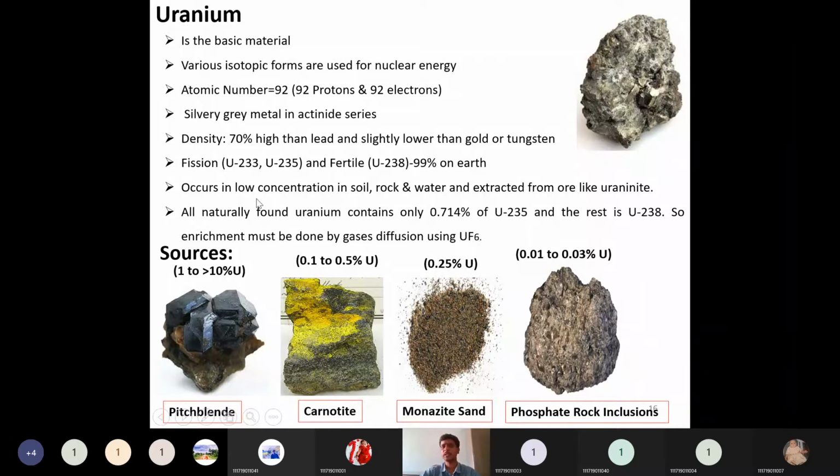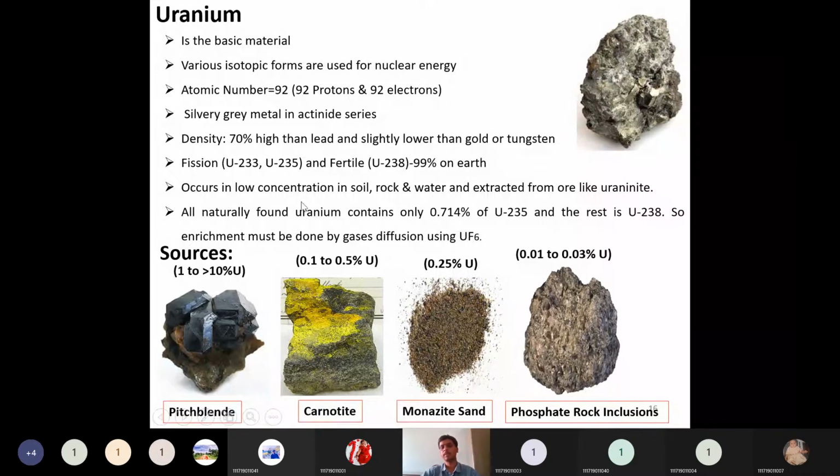Then, usually they are found in very low concentrations in beach sands, monazite sand, pitchblende, carnotite, and phosphate rock inclusions. In those, a very small amount of uranium will be present, and it is extracted from ore like uraninite. Usually the uranium will be extracted from this ore.